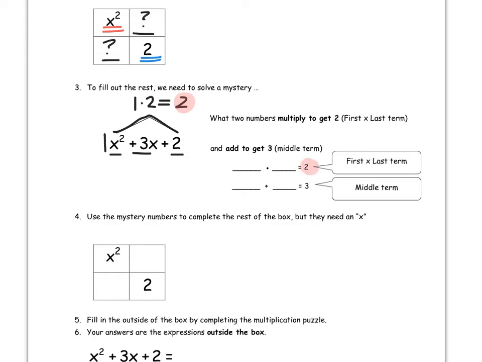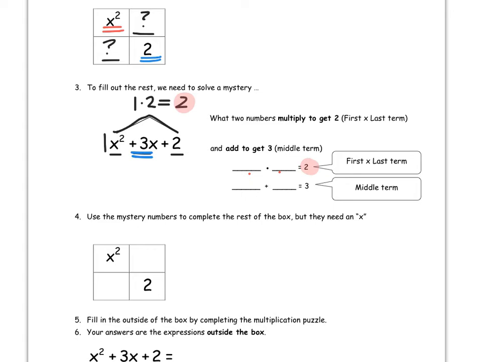And I ask myself, what times what gives me the number 2? And then the second thing I have to figure out is that those same two numbers have to add up to get the number 3. So we have this puzzle, right? So we need two numbers that when multiplied, they give you 2, and when added, they give you 3. And we're going to solve that puzzle over and over and over again. There's always only going to be one answer.